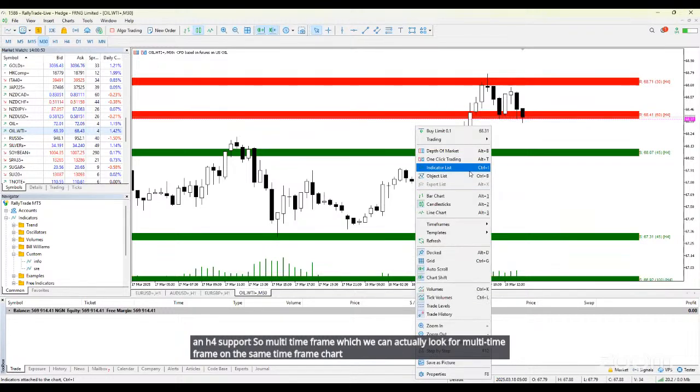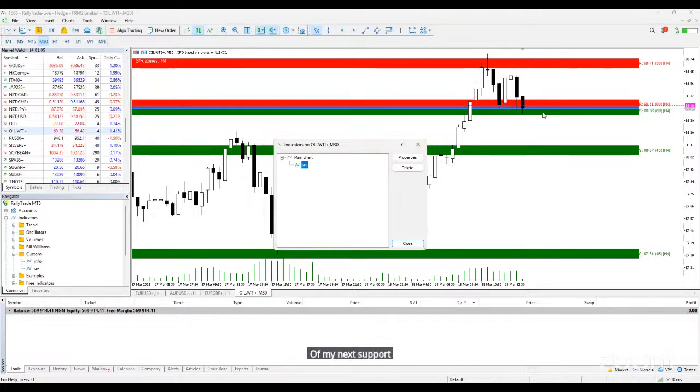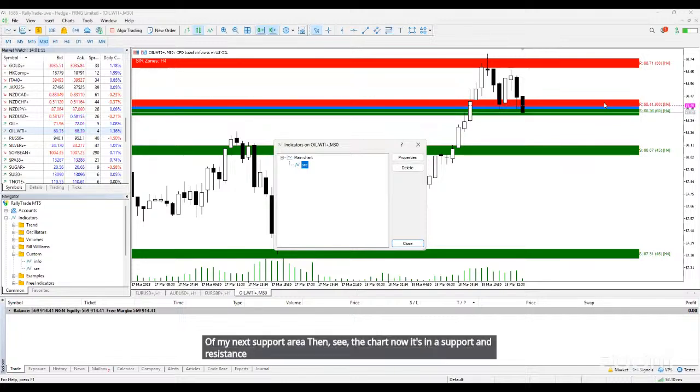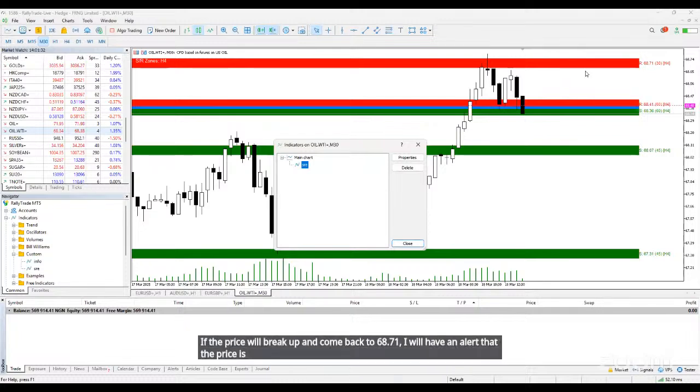Going forward, we can actually, for example, set up distance to zone trigger alerts. So for example, if the price moves closer to 0.01% of my next support area, then see the chart now, it's in a support and resistance, which is very, very strong. But if it goes out of this and comes towards 68.07, I will have an alert that the price is moving closer to my next support. If the price will break up and come back to 68.71, I will have an alert that the price is moving closer to my resistance area.